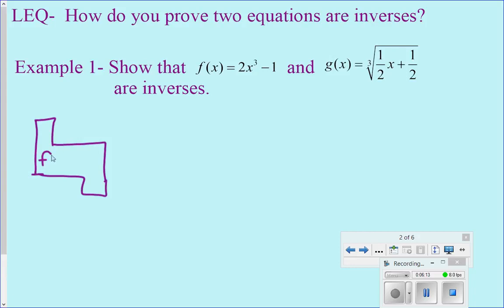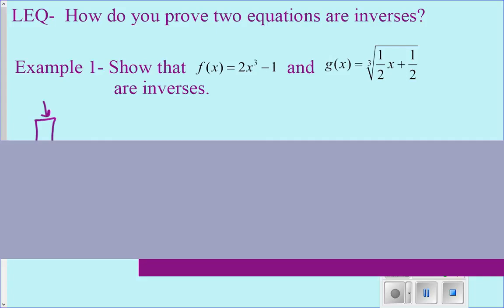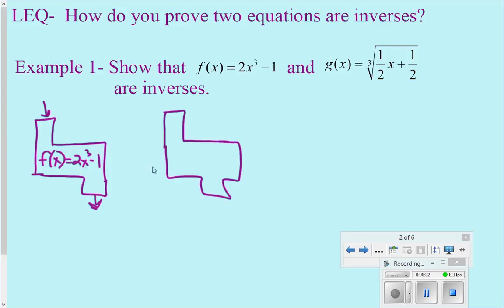I'm just going to call this function machine f of x, which really just means that there's something going in as the input. It's going into that function machine. The function's being applied, and then something's coming out. We also have another function machine for g of x. Okay, same thing. Inputs going in, outputs coming out.